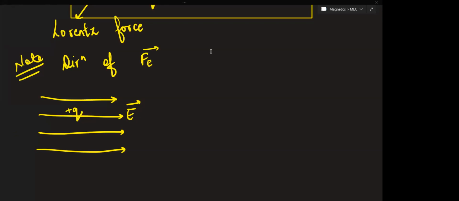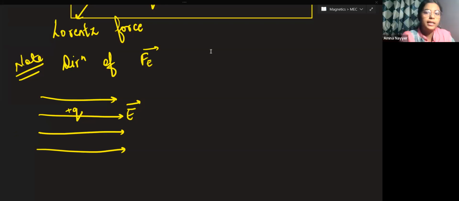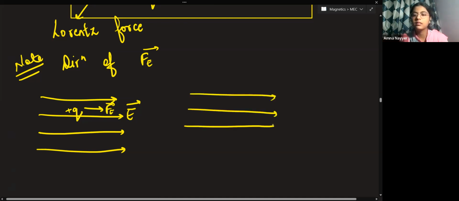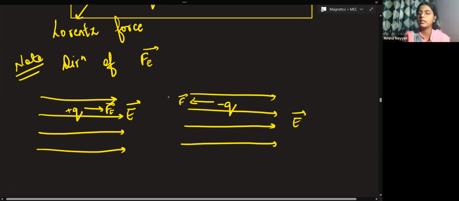Towards the electric field, yes, right. For a positive charge particle, the force will be towards the electric field. Now, if it's a negative charge, then it will be in the opposite direction. If this is the direction of the electric field and this is a negative charge, then the force occurs in the opposite direction. So the electric field's direction you people know.